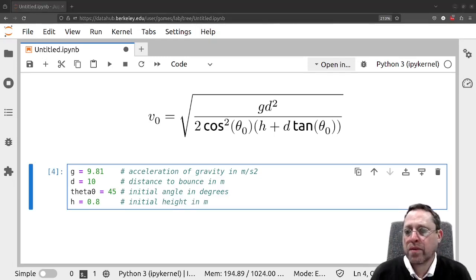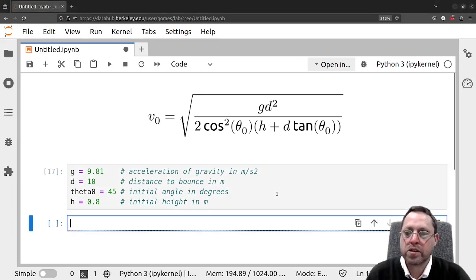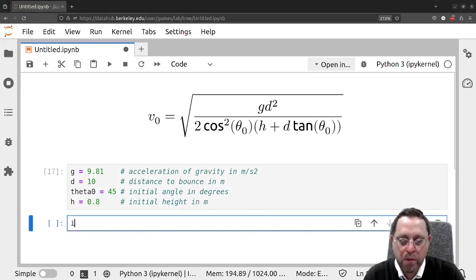Okay, now that we have all of the constants defined, we can proceed to evaluate the expression. And this is a pretty complicated expression. It involves trigonometry, the cosine and tangent. It has exponentials, cosine squared and d squared, and it also has a square root. So we're going to need some of the components of the math package of the standard library. And to use the math package, we need to import it. To do that, we use the import statement.